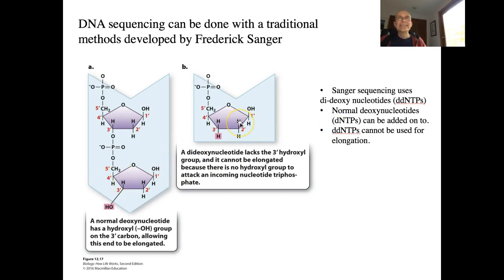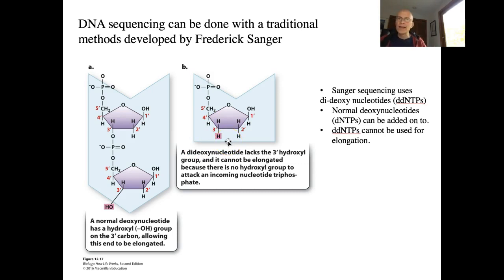and ddNTPs. So this one is a dideoxynucleotide because on the 3rd carbon, it's also missing the oxygen. On the 2nd, it's missing the oxygen. On the 3rd, it's also missing the oxygen. So it's a dideoxynucleotide. Now, why would you do that? If you have a dideoxynucleotide, you cannot elongate the chain anymore.